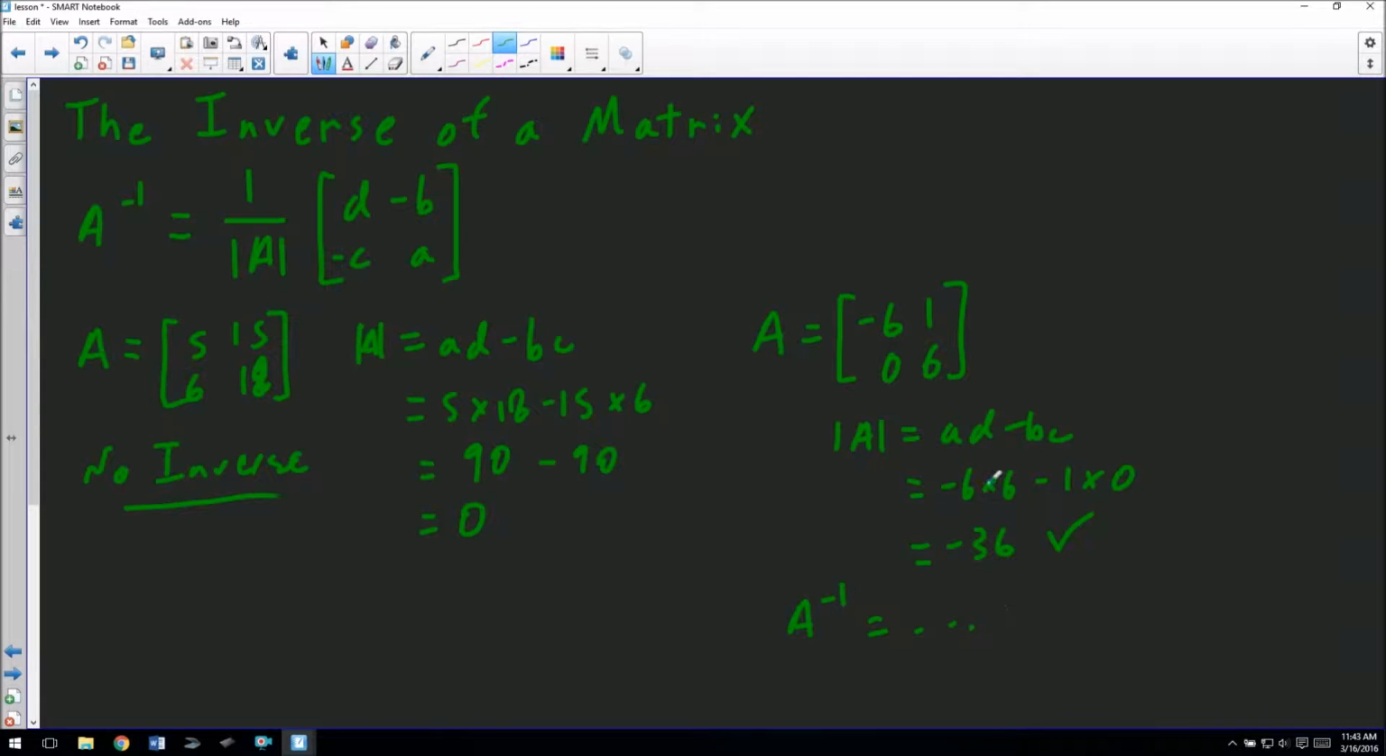And I could keep going, but you know how to do this because I already did an example very similar to this.